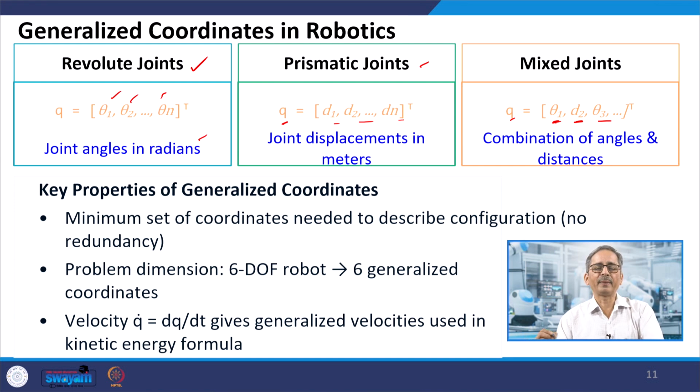There are some key properties of generalized coordinates. They are the minimum set of coordinates needed to describe the configuration, that is, there is no redundancy. Then the problem dimension: for a 6 degree of freedom robot, naturally you are going to have 6 generalized coordinates. And velocity actually gives the generalized velocity used in the kinetic energy formulation, so you can take the derivative of the generalized coordinate in order to get the generalized velocity.